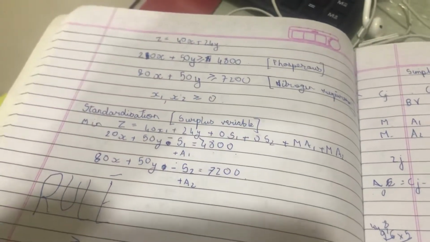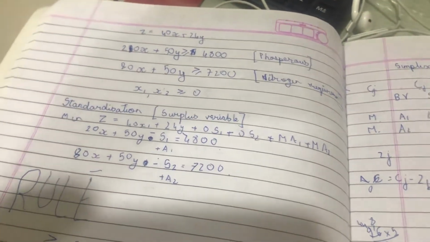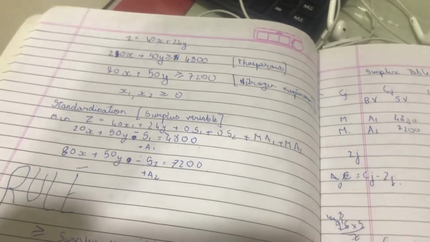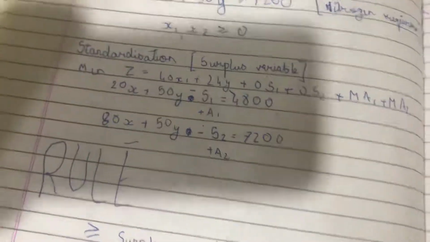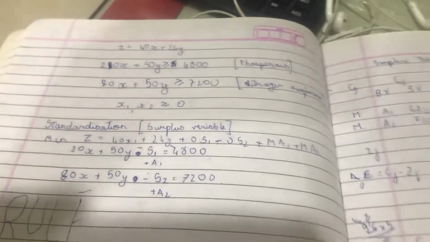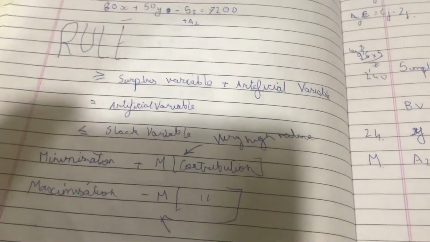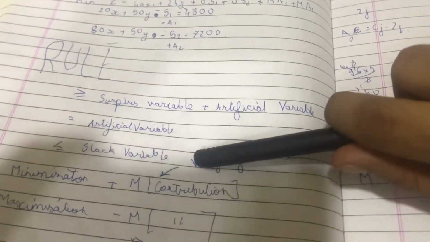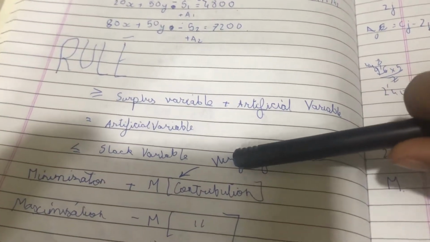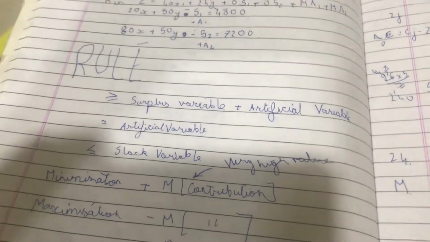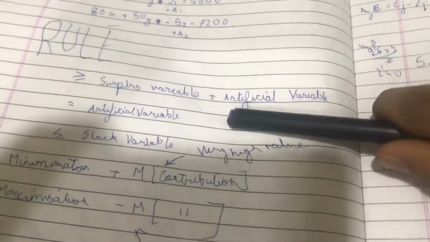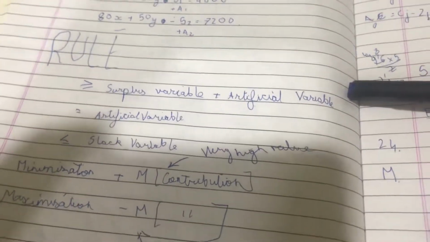So today we are going to learn minimization through simplex table. Minimization problems are a little different. The approach is a little different. If you remember and if you've seen the previous videos, we add a slack variable for maximization problems, but for minimization problems we add a surplus variable and an artificial variable.